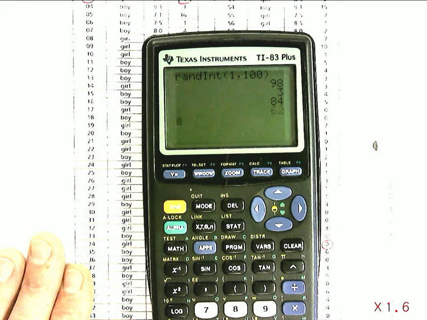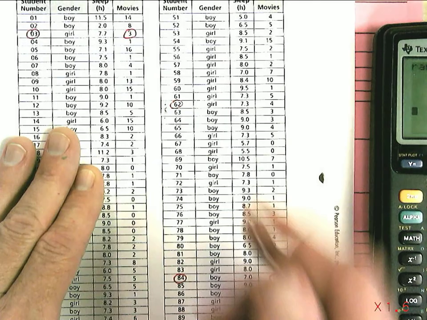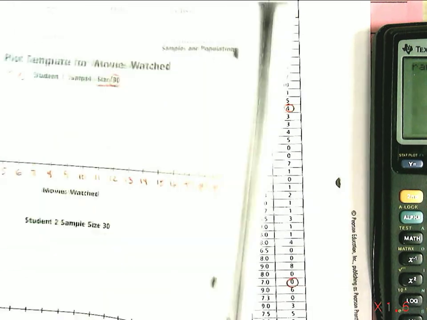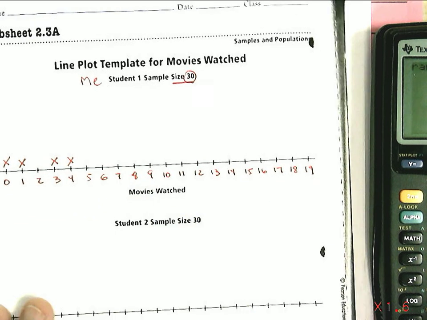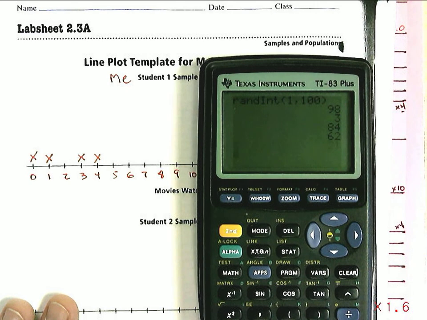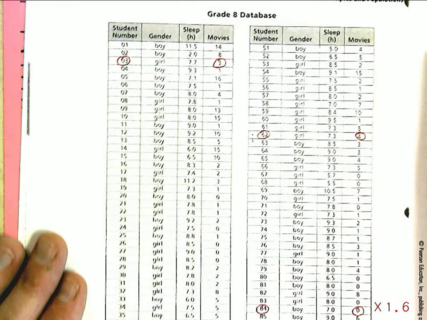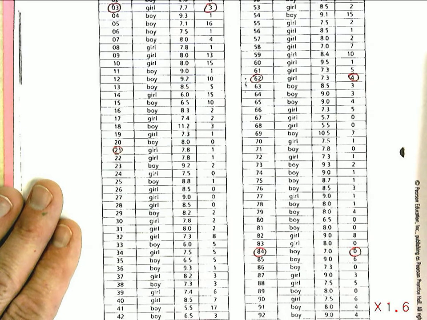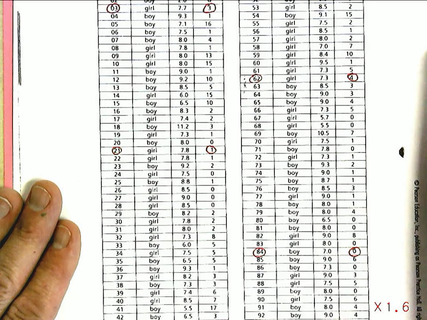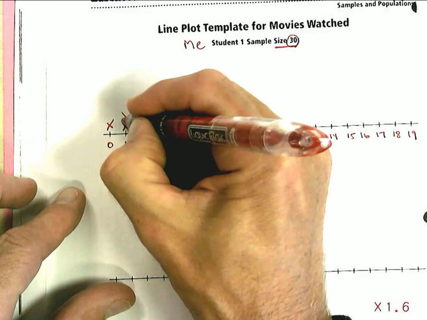So I'm going to use my calculator again. And person number 62 was chosen this time. And this person watched 4 movies. So I'm going back over here and mark an X above the 4. Calculator again. Now person number 21 was chosen. So I'm going to go to person number 21 and see how the calculator is just completely choosing randomly from the list every time. And this person watched 1 movie. So I'm going to go to my page and mark an X above the 1.